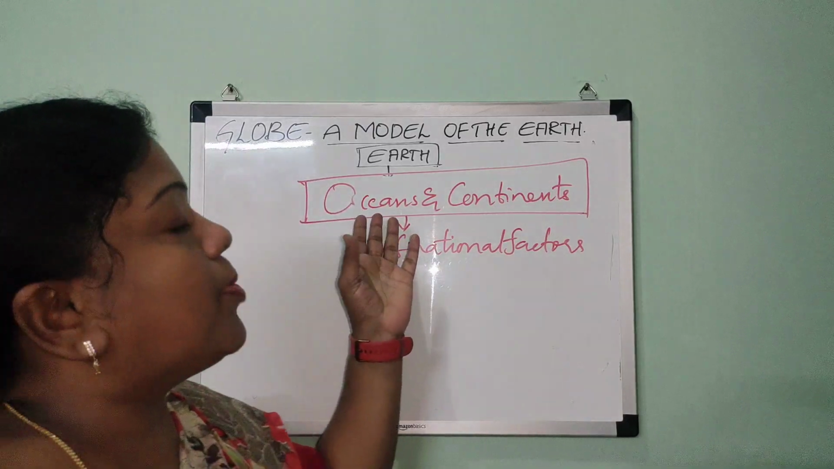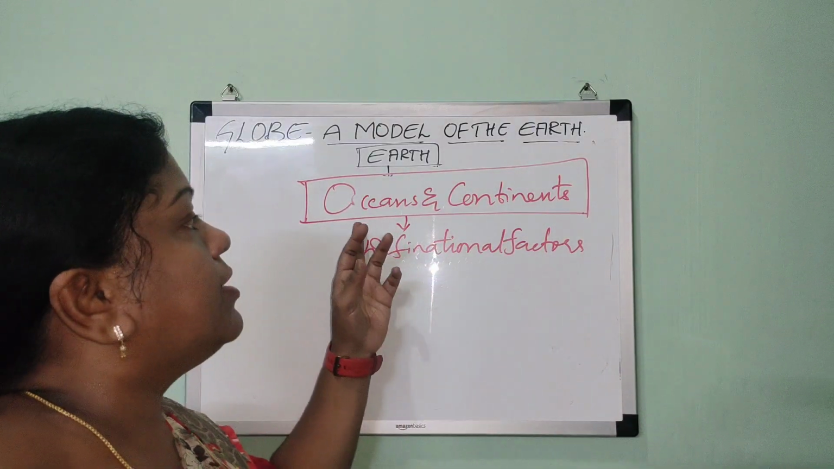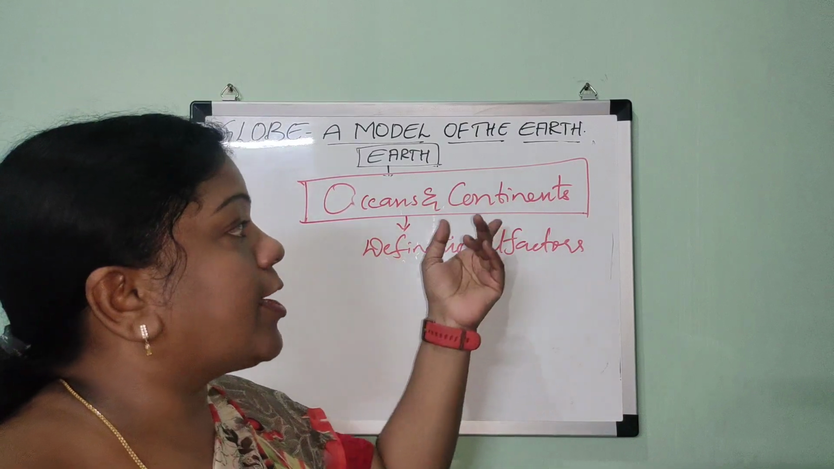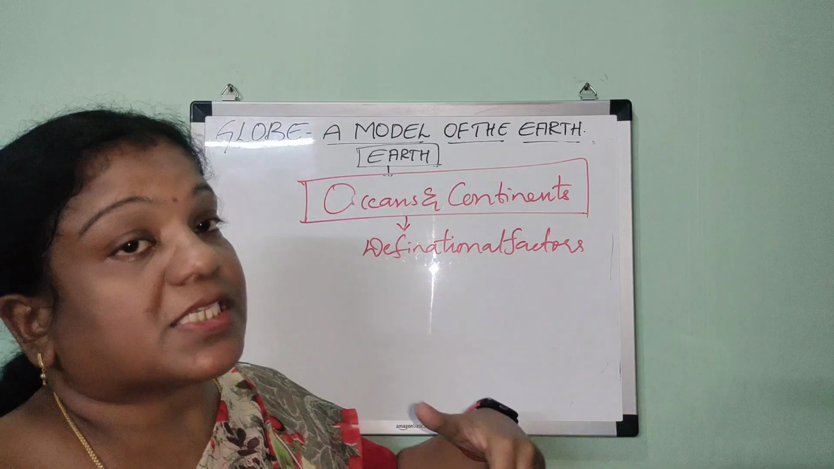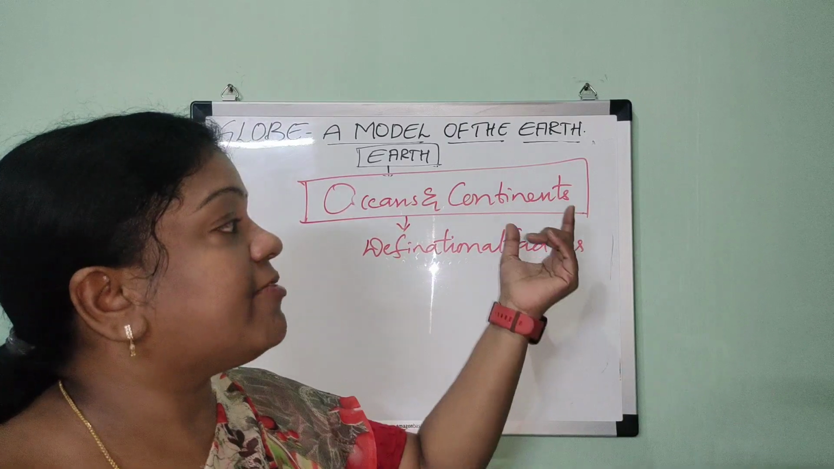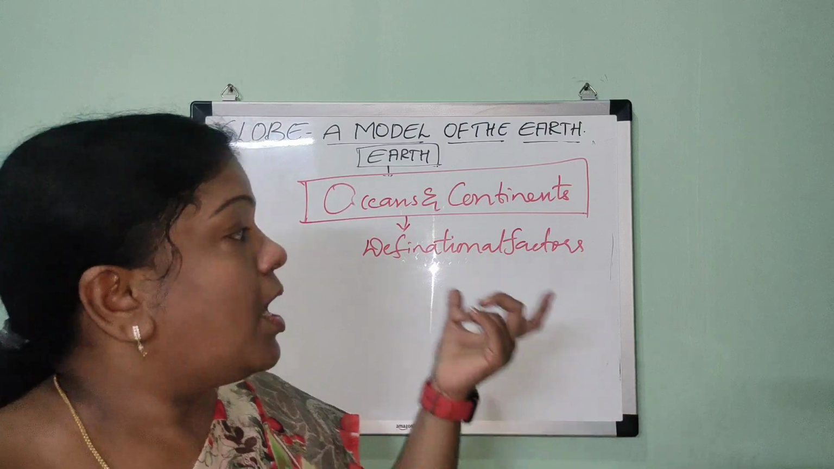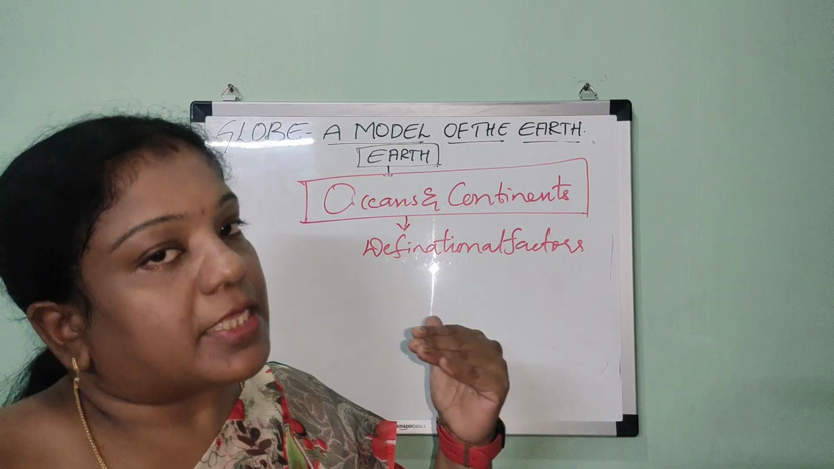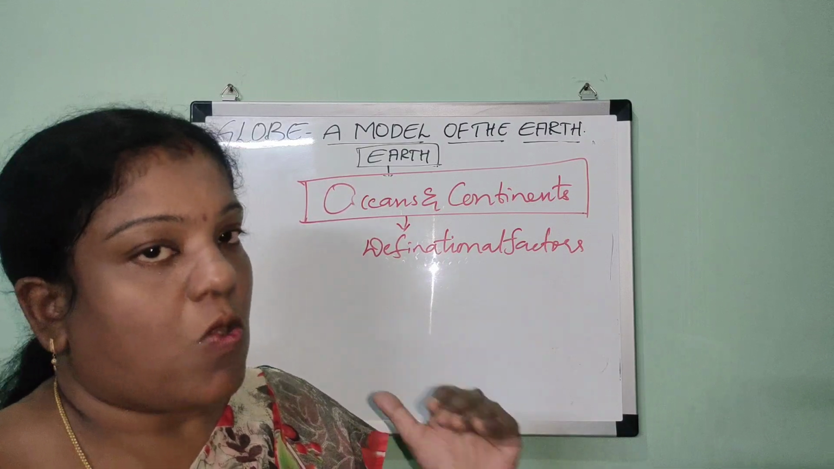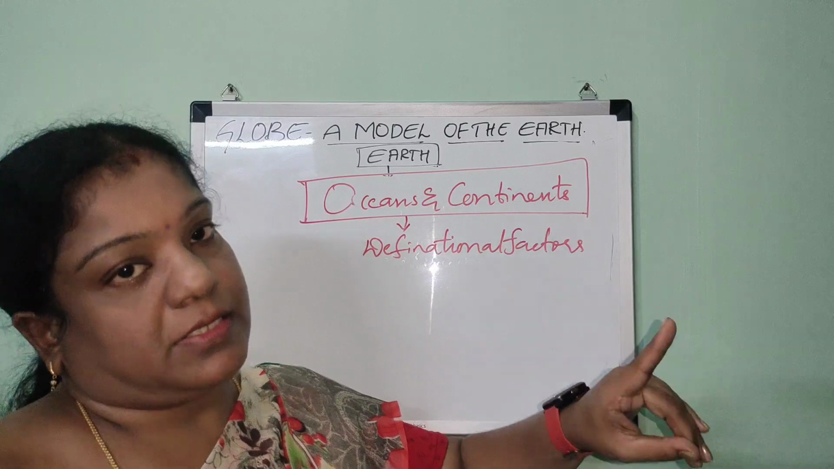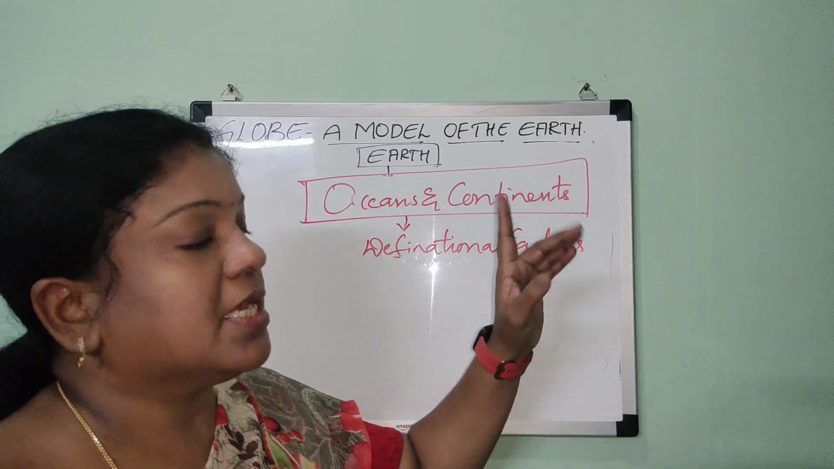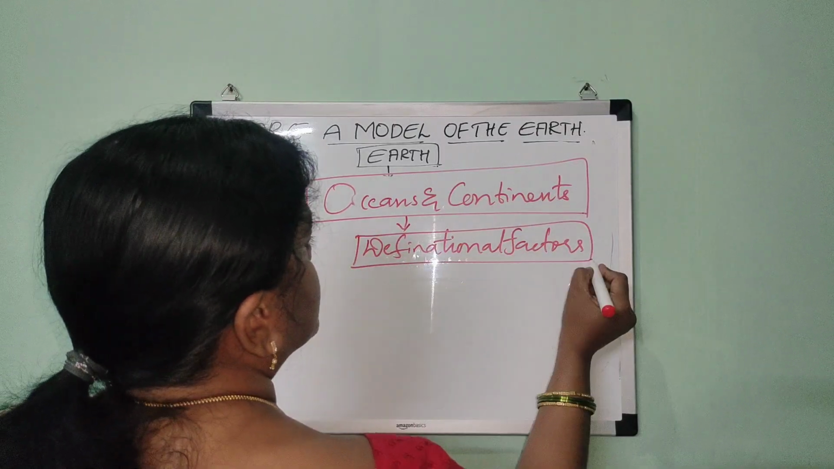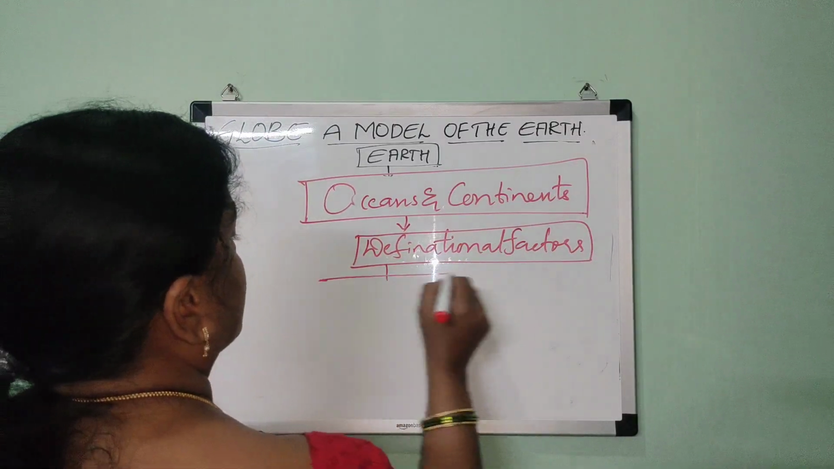The large water bodies which cover the earth can be defined as oceans. What about continents? The land masses on the earth can be defined as continents. How are you going to define oceans? The large water bodies on the earth are oceans, and the land masses on the earth are continents. After the definitions, now let us see how many oceans and how many continents there are.